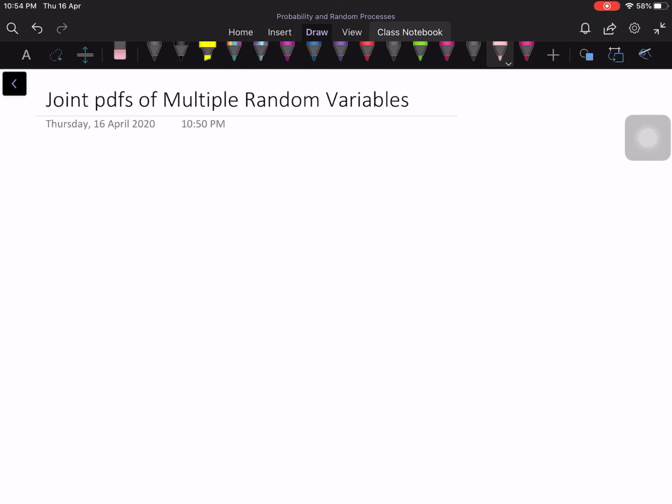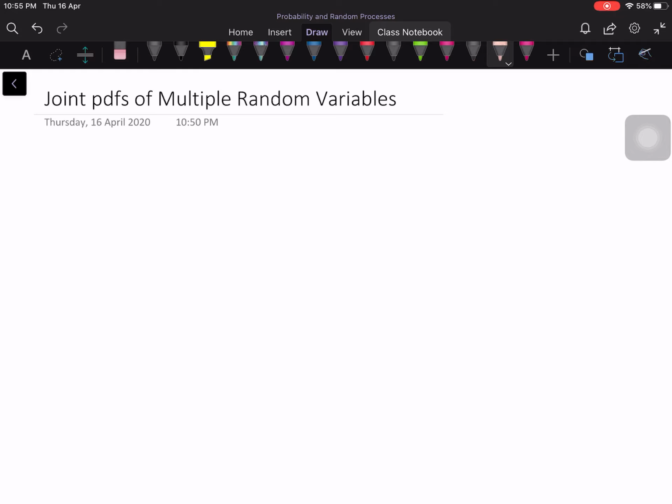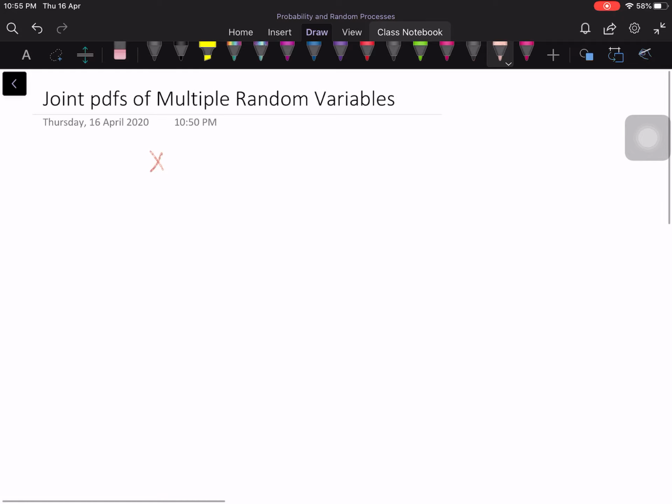In this lecture, I would like to extend the notion of PDF to the case of multiple random variables. So I want to talk about multiple random variables simultaneously. We want to talk now about two random variables in the beginning that are continuous. Let me call these two random variables X and Y. These two are continuous random variables and they are jointly continuous.